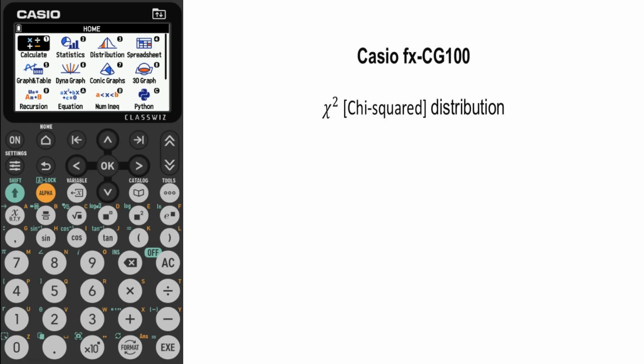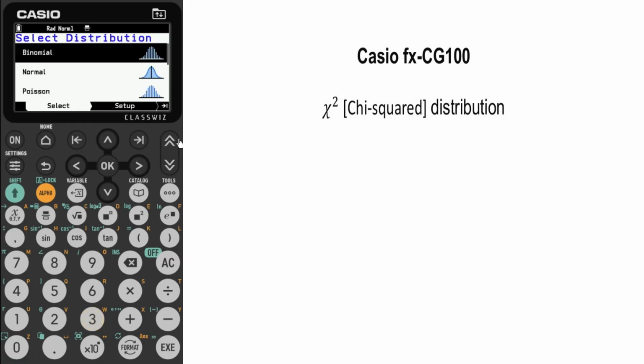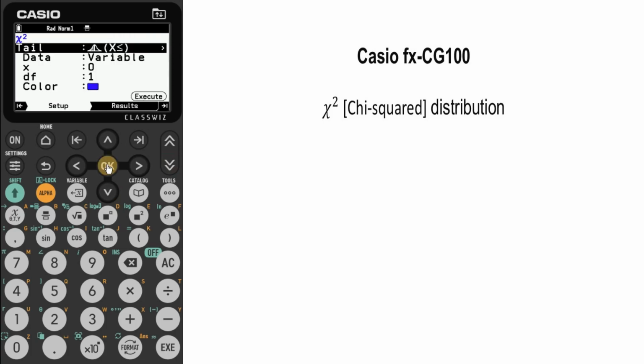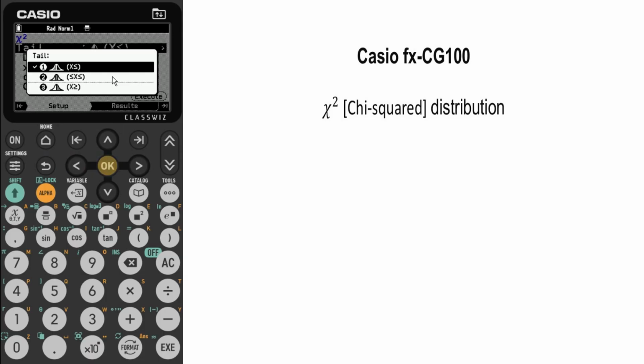We can work with chi-squared distributions using our calculator. If we go to the distribution application and then scroll to the chi-squared distribution, we can select the appropriate tail. Typically, we would use the third tail. That's because the values are cumulative.